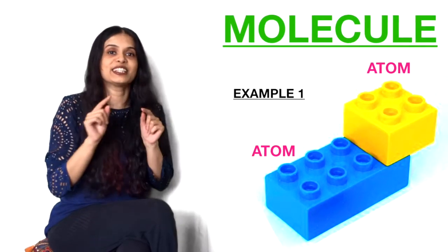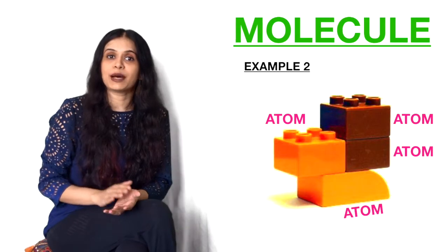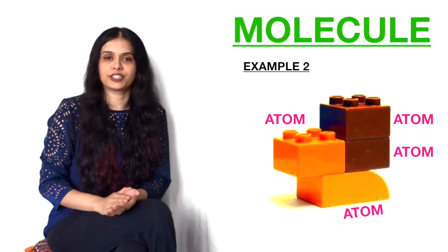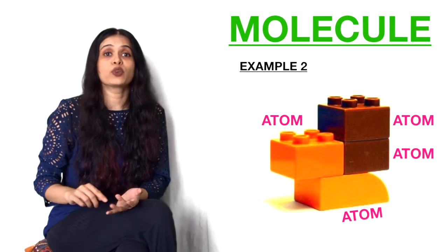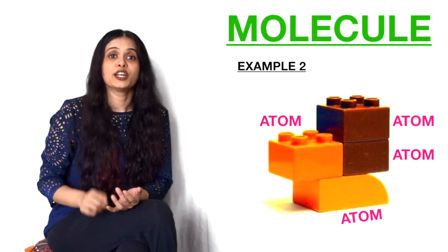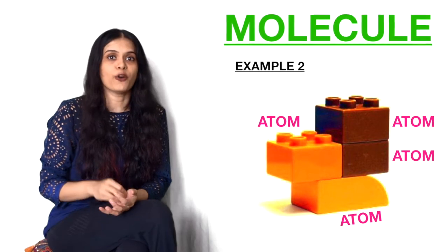This whole thing is called a molecule. Now in example 2, you will see there are 4 different atoms: 2 brown atoms, 1 orange square atom and 1 orange curved atom. So these 4 together form a molecule.